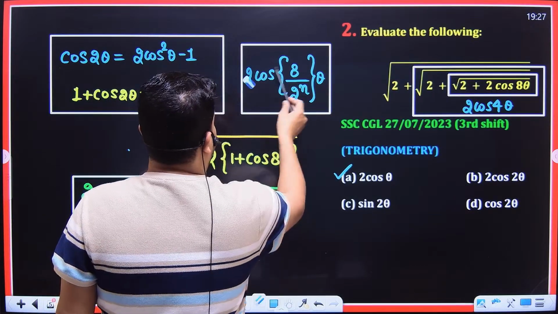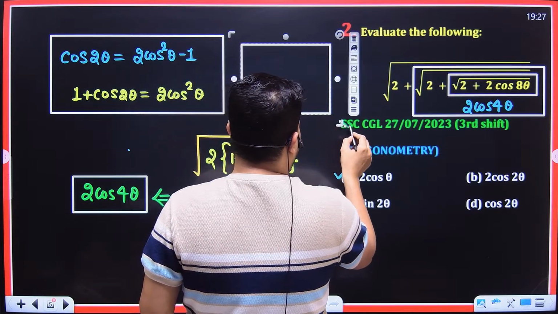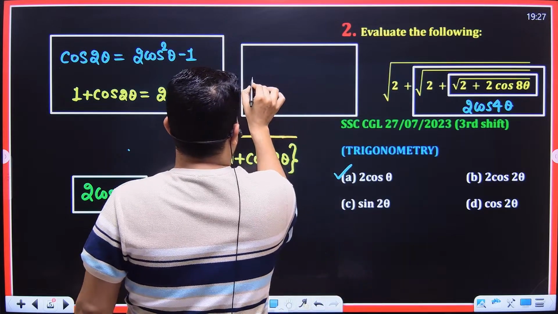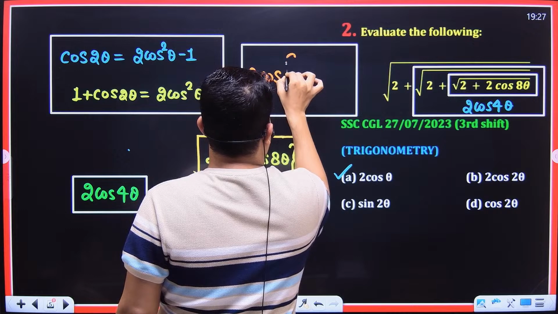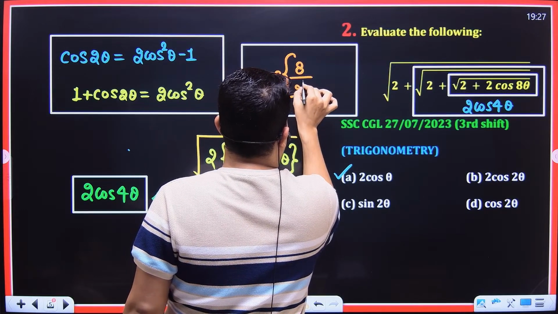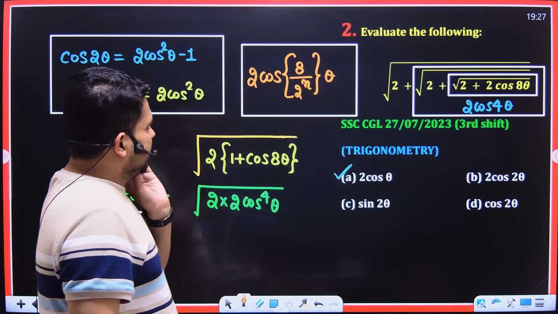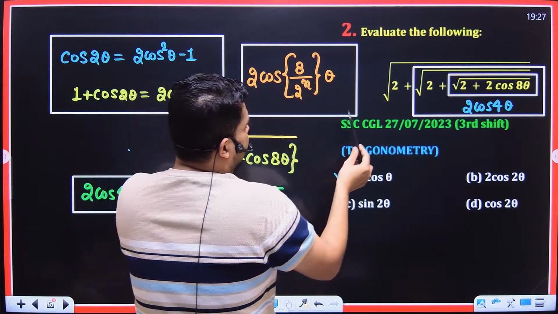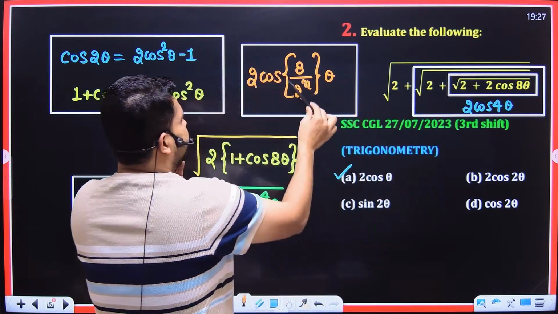We have a generalized form of this question, and I will write it again. You will write 2 cos 8 upon 2 to the power n theta. In this question it is 8, and n is the number of square roots. We have 1, 2, 3. 2 to the power 3 is 8, and 8 by 8 is 1.